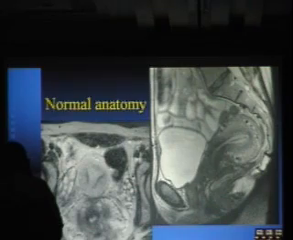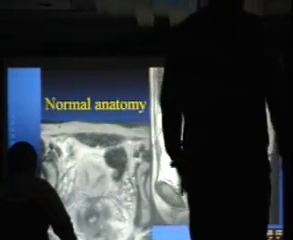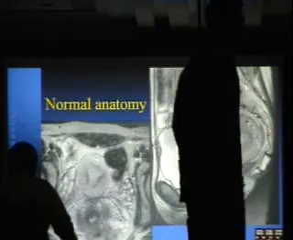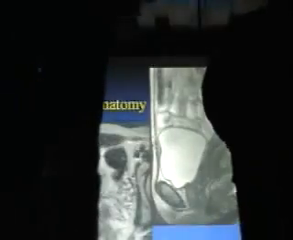What does the normal pelvis look like? Here's some views. This is axial, this is sagittal. This one obviously is remarkable in that the uterus is flipped backwards and so it's retroverted. The uterus itself has multiple layers, as you know. Important to understand the normals before we look at the abnormals.